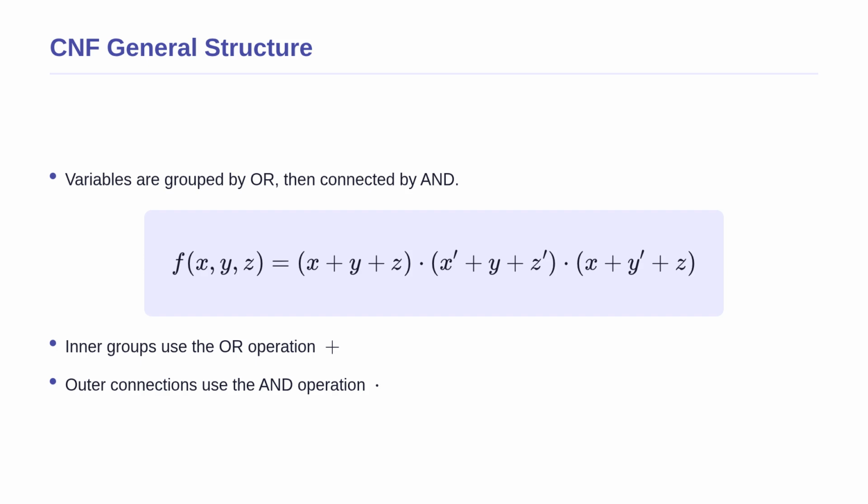Think about what happens physically here. If any single variable inside an OR group changes to a 1, that specific group evaluates to 1. However, because the groups are connected by ANDs, if even one single group evaluates to 0, the entire function instantly collapses and outputs a 0.